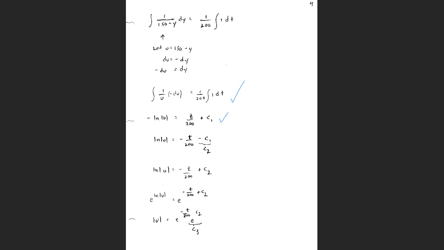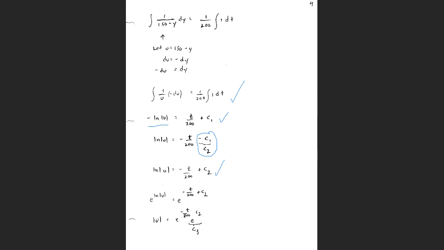On the left side, I have a negative log u, but I really want a positive log u, so I'm going to multiply through by negative 1. On the right side, I then get negative t over 200 minus c1, because I'm multiplying through the equation by negative 1. But minus c1, I'm going to call that c2. I could leave it as negative c1, but generally I like to rename it.